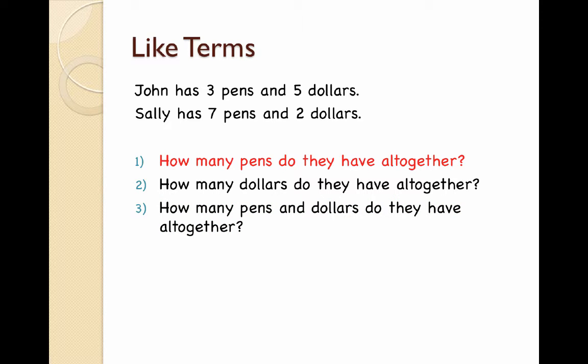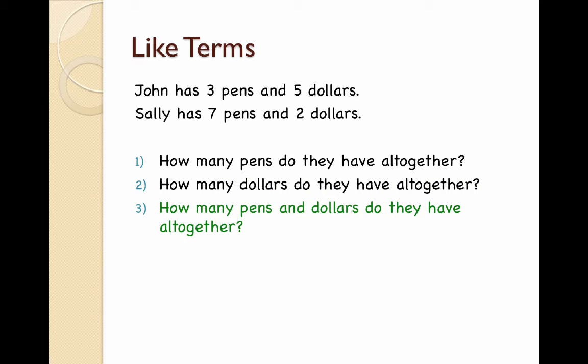So first of all, the pens. Together, John and Sally have 10 pens. All I do is add the 3 and the 7 together to give me the 10 pens. How many dollars do they have together? Well, I'm only adding the 5 and the 2 together because that's how many dollars they have. So I can add 5 and 2 to get $7.